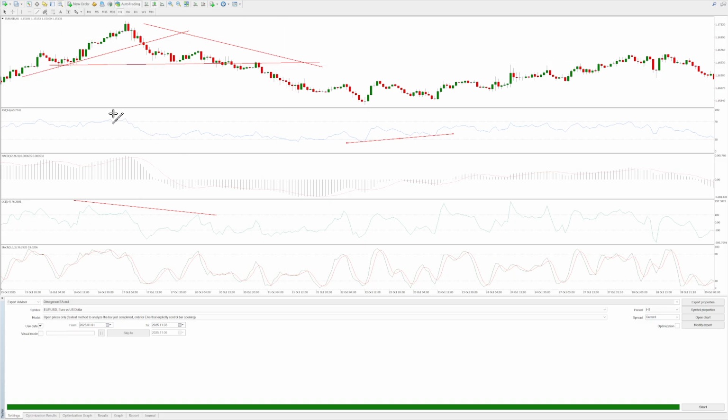We also have divergence here on the RSI. Okay, MACD is falling below the signal lines, heading in a downwards direction, while divergence on the CCI. And furthermore, the stochastics not only crossed to the downside, but is also showing divergence as well. So all the signs were there for a bearish signal.